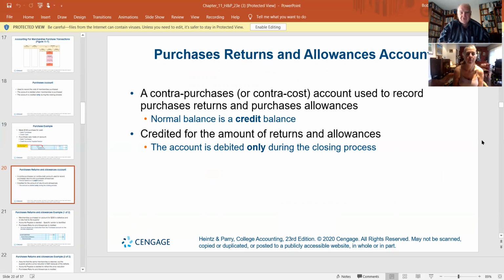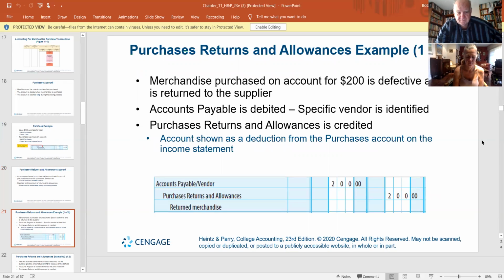A contra purchase account used to record purchase returns and purchase allowances. That's our purchases returns and allowances. It's a contra cost account, contra purchase account. It's a cost account that has a credit balance, and it's credited for the amount of the returns, and you will never debit it. We don't care about closing it. And here they just bought merchandise on account, so nothing onerous there.